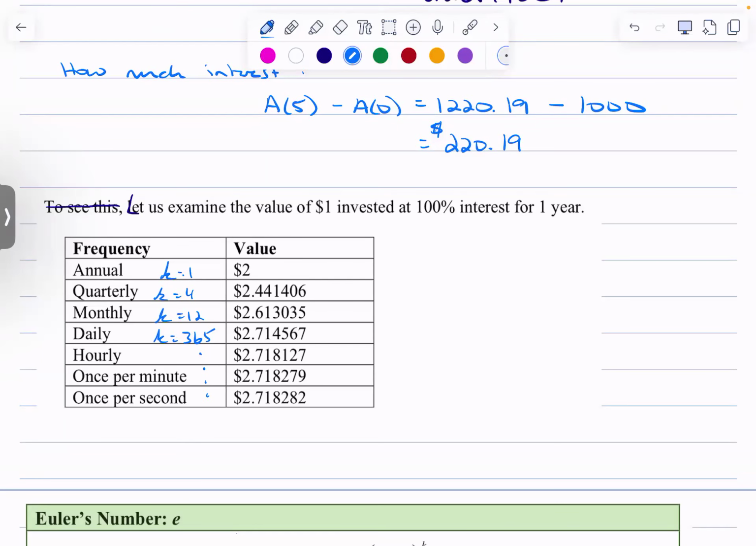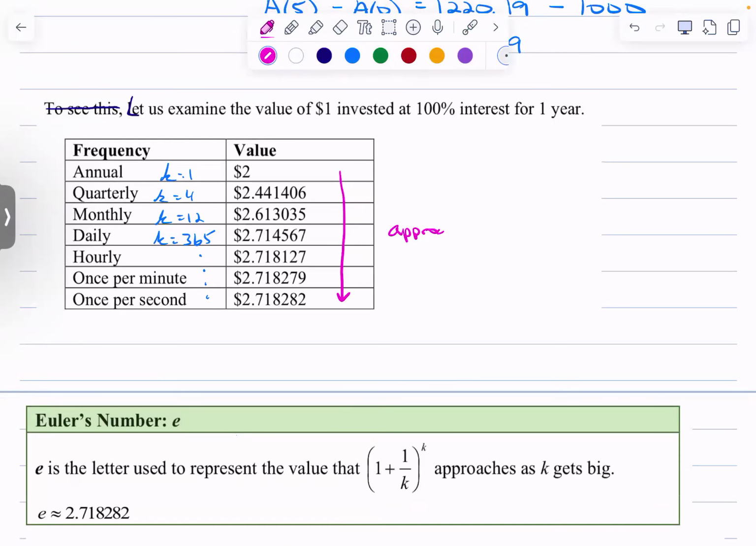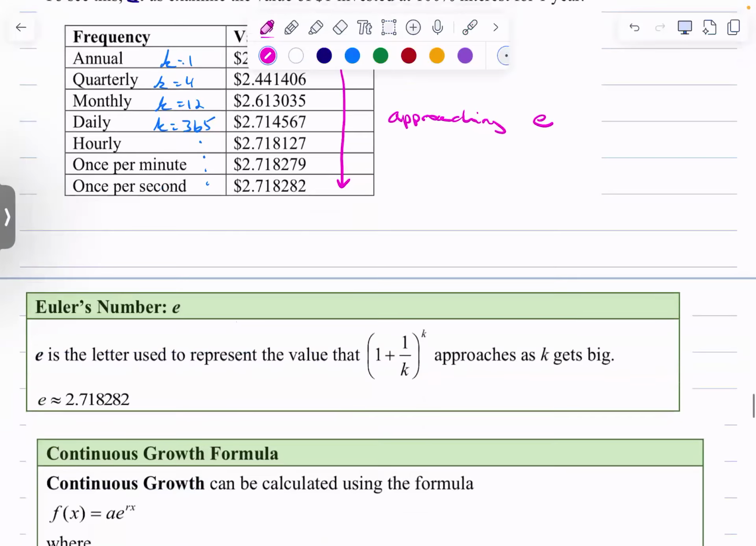The idea is, if you break it down and you have this compounding happening more and more frequently, and you can use the formula and do these calculations if you want to, the idea of what's happening here is that this value is approaching 2.7182828 and so on, which you might remember as E, Euler's number. Everyone wants to say Euler, but it's Euler.